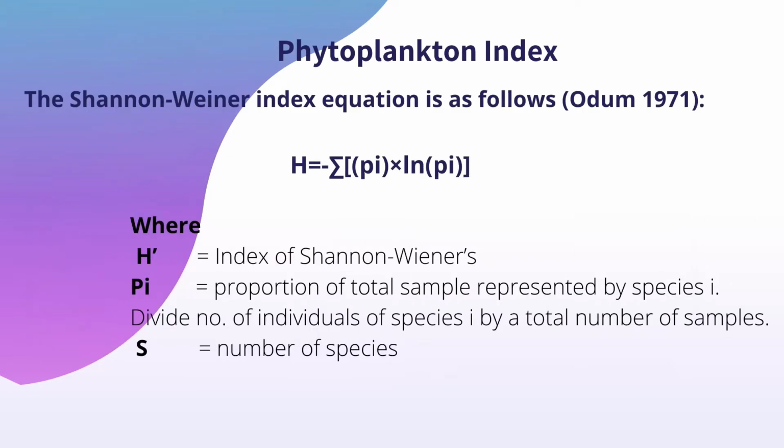The Shannon-Wiener index equation was also used to measure the biodiversity of phytoplankton in Sitio Linao. So the equation goes as H equals the negative summation of pi times ln pi. H indicates the Shannon-Wiener index. Pi is the proportion of the total sample represented by a species, and this can be solved by dividing the number of individuals of a species by the total number of individuals.